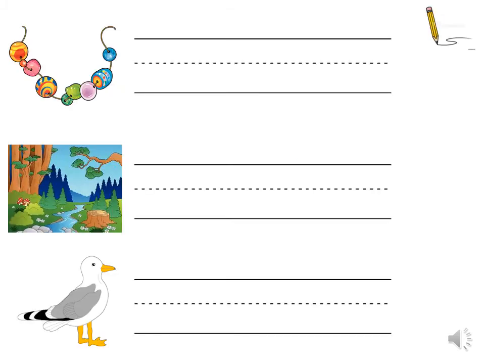I bet you could help me to write some words with this digraph E in them. Look at that picture at the top. It is a necklace full of beads. Can you see there is more than one bead? So we need to write it as the plural of bead, which is beads with an S on the end.